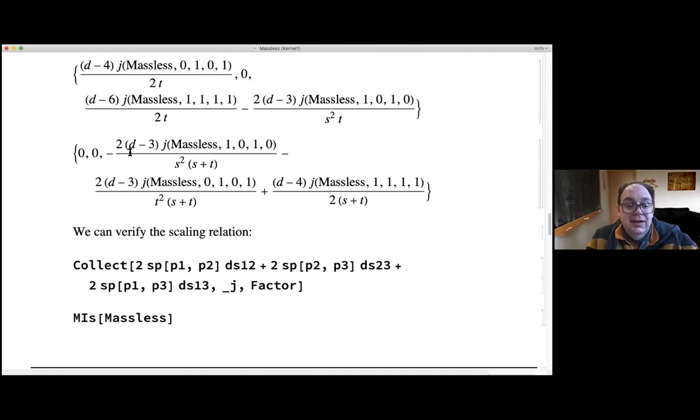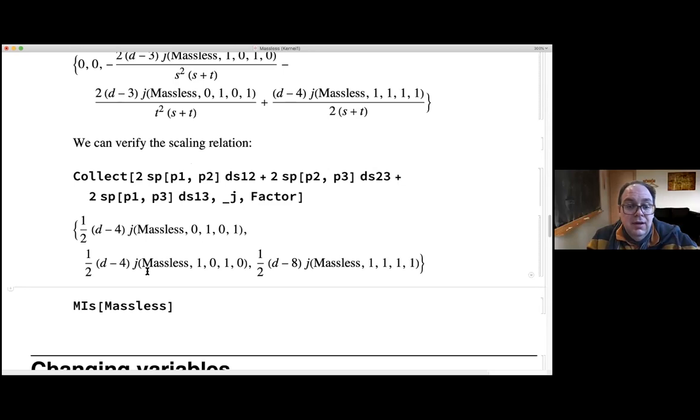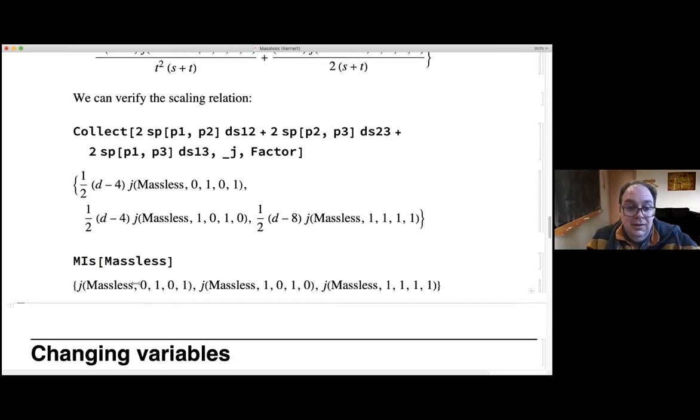Remember that we had the scaling relation, which said that there are combinations of these differential operators that act trivially. In particular, the derivative with respect to S12 multiplied by S12, and S12 is 2 times P1 to P2, plus the derivative with respect to S23 multiplied by S23, which is 2 times P2 to P3, and the same for S13 should act trivially. And indeed it does. When you add them up in this way, you get back just the original vector multiplied by a number each time, which is nothing but the energy dimension of the integral. You can check that that is indeed the energy dimension of the integral.